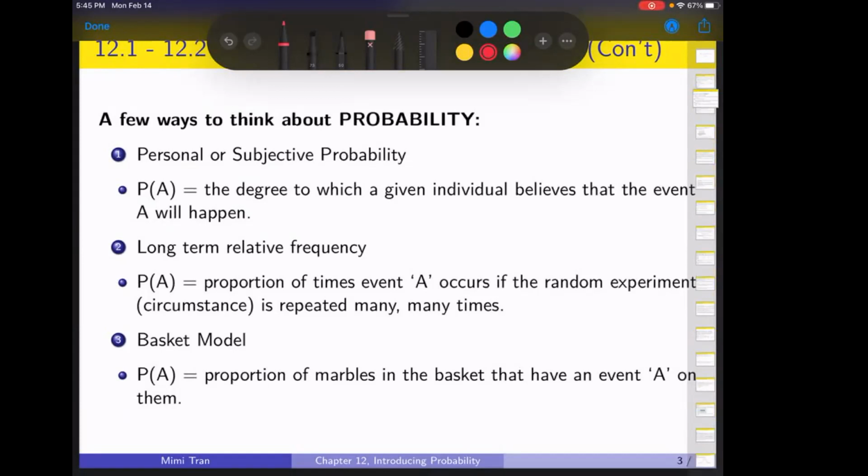Long-term relative frequency, again, P of A here is the proportion of times event A occurs if a random experiment is repeated many, many times. Think stocks, right? Historically, stocks usually grow over time. It will be up and down, but if you invested $1,000 in, say, Amazon 7 years ago, you'd have made a lot of money now, right? Or any stock, over time it goes up. Things will happen, say 2009 or 2020, but stocks will always get back up. So that's a long-term relative frequency.